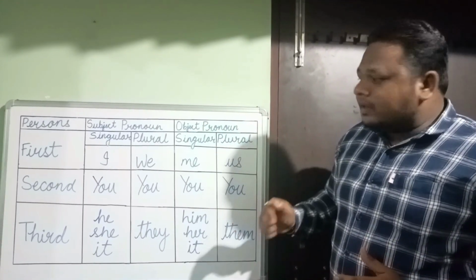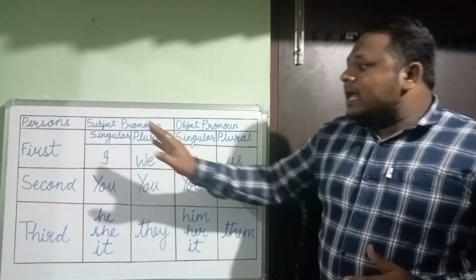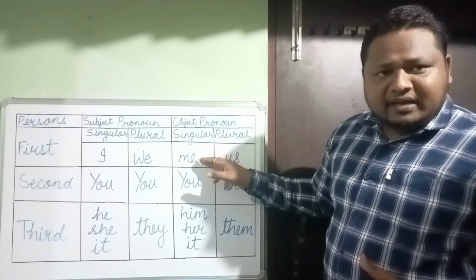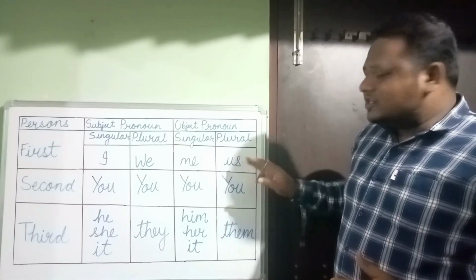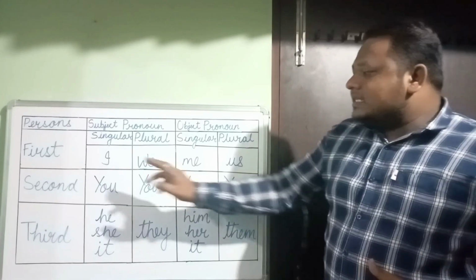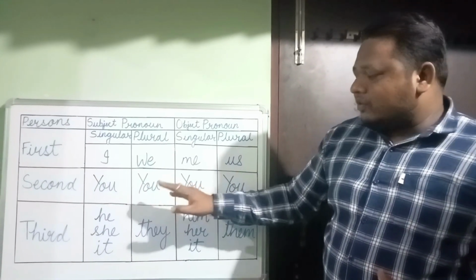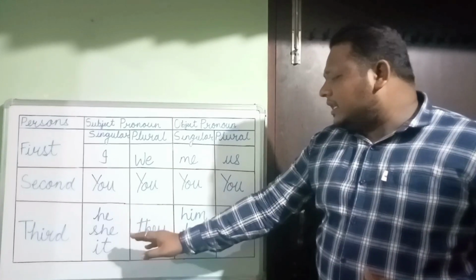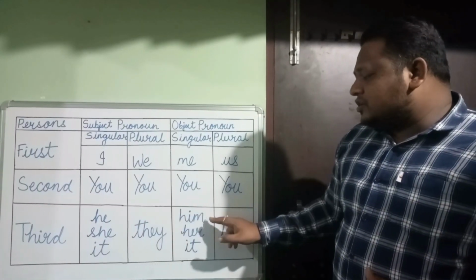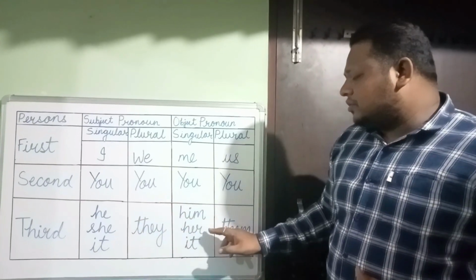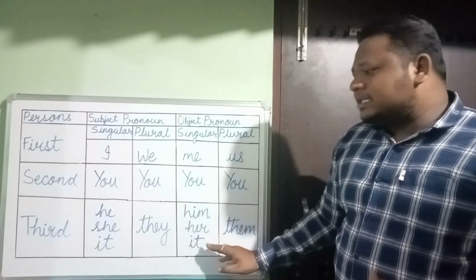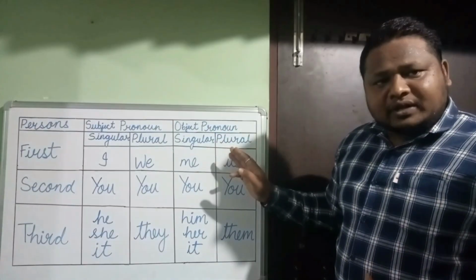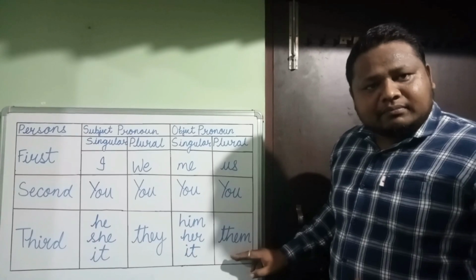In object pronoun, the first person singular changes to me, and first person plural changes to us. Second person, singular and plural, remains the same, that is you. Third person singular: he changes to him, she changes to her, and it remains the same. And third person plural in object pronoun changes to them.